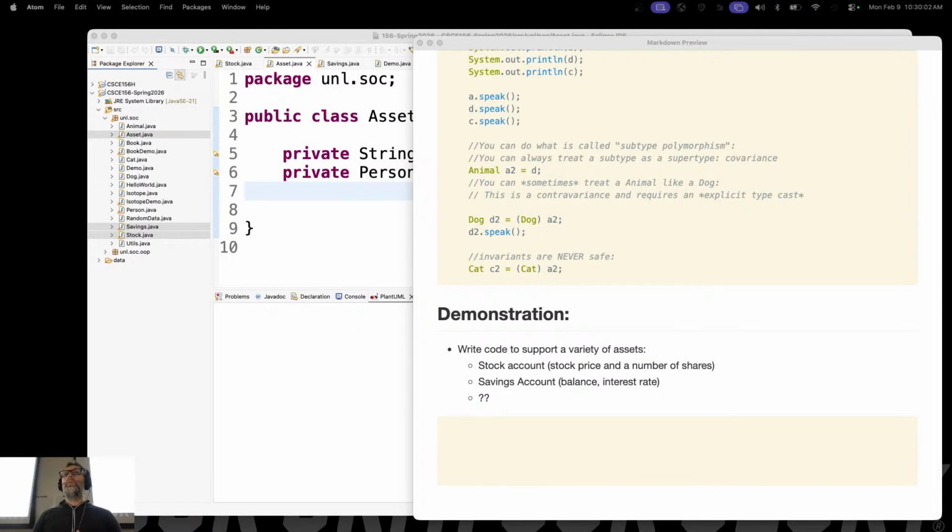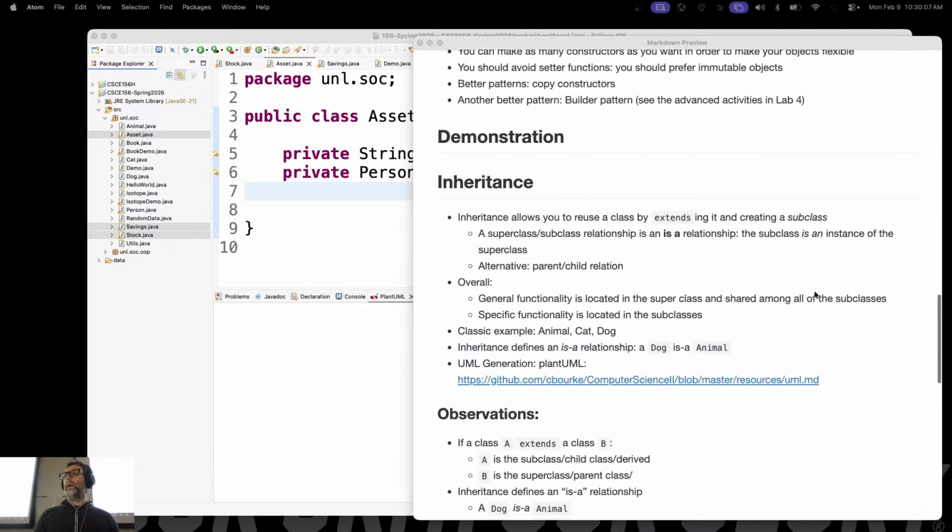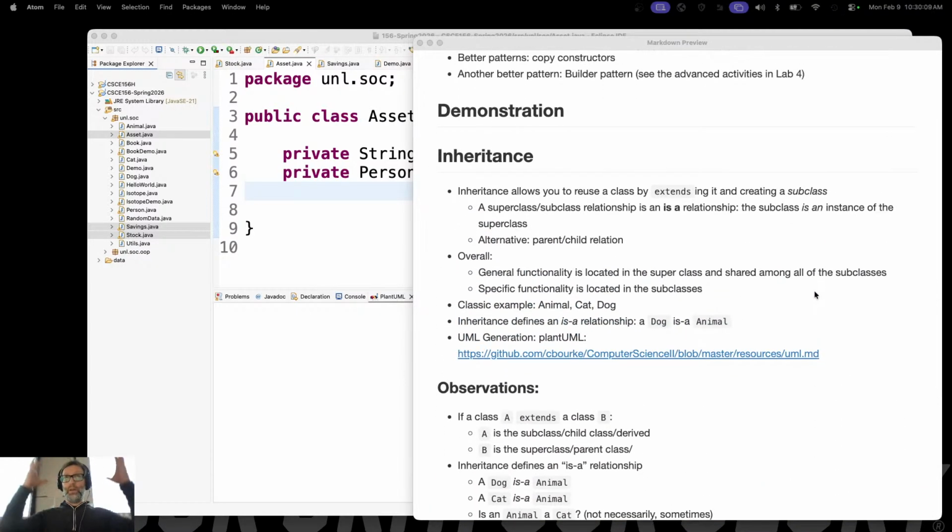All right, so continuing where we left off last time, remember we were doing inheritance, and that is the ability to create a superclass and a subclass so that everything in the subclass can inherit behavior and state from the parent. Generally what you do is you put a general behavior or state up here in the superclass, and then more specific functionality is located in the subclasses.